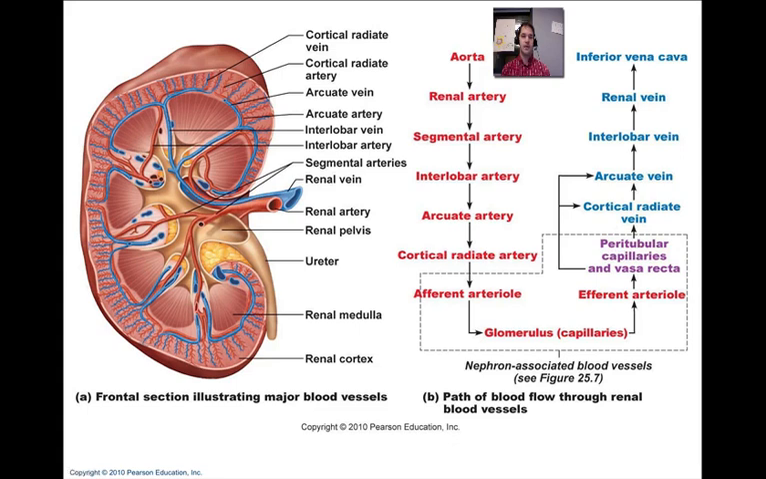Gets down to the size of the nephron, the afferent arteriole, then becomes the glomerulus, and then the efferent arteriole, the peritubular capillaries and vasa recta. These are capillaries that surround the nephron, and then we've got the cortical radiate vein, the arcuate vein, the interlobar vein, and then out to the renal vein, which ends up dumping its blood supply into the inferior vena cava.